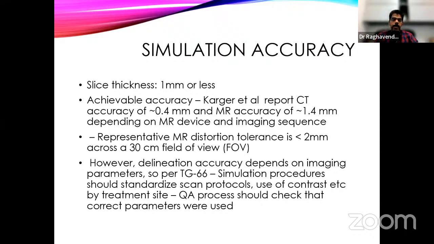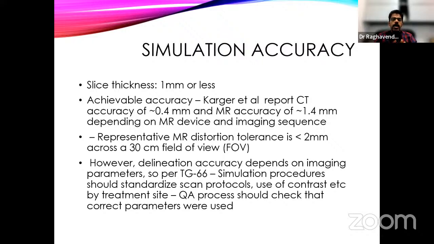When you simulate a patient using a CT scan or MRI or whatever imaging you are doing, there are a lot of uncertainties involved in the procedure itself. For example, when you commission a CT scan, we have limitations of the CT scan: the slice accuracy, the slice thickness accuracy, the slice position accuracies. All those things account for about 0.4 to 1.4 millimeter of inaccuracies during the simulation. So the recommended simulation slice thickness for CT is 1 millimeter or less.